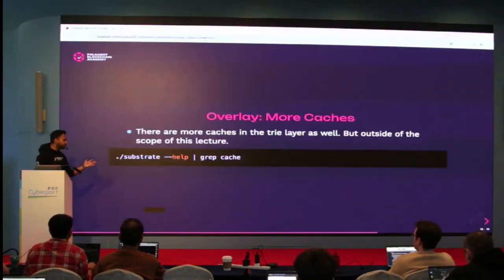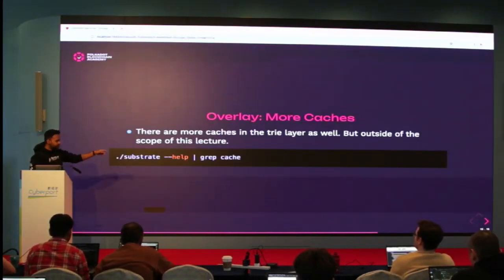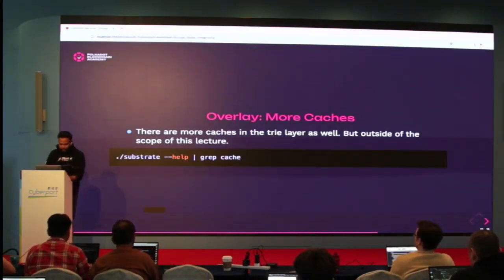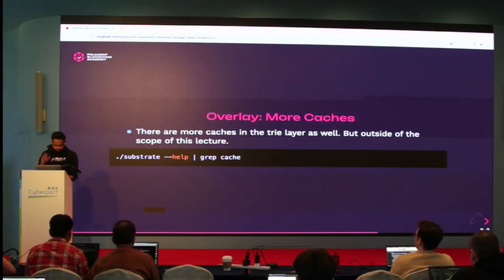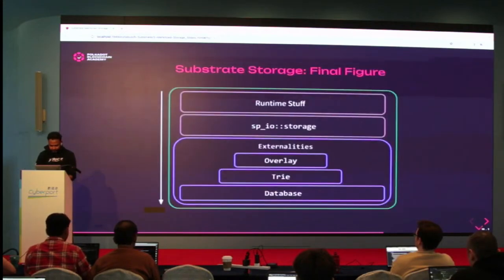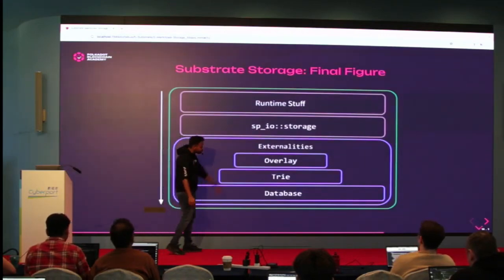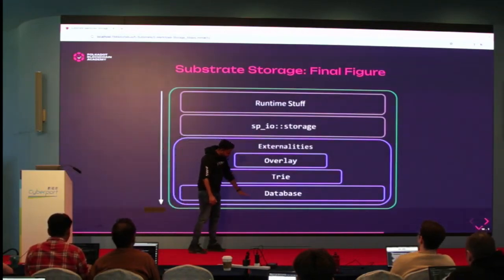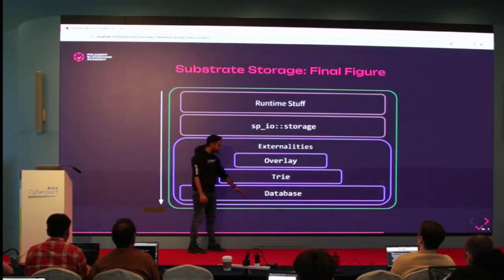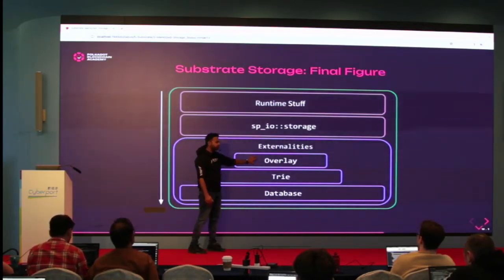There are all different kinds of caches as well. This is just one cache, the overlay, but you can read about other caches Substrate nodes use by searching for cache in the Substrate sub-commands. Now the updated picture is: runtime, storage, and your externalities contain these pieces. You have an underlying database that is backed by a backend called trie, and that also has a cache layer, which is the overlay.